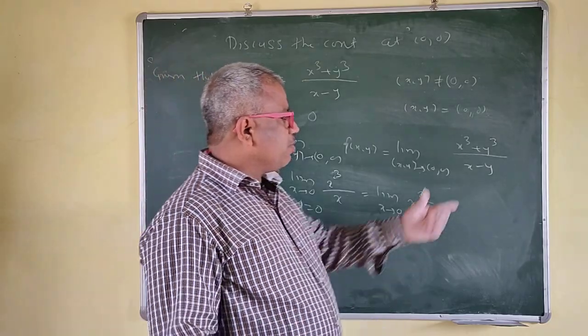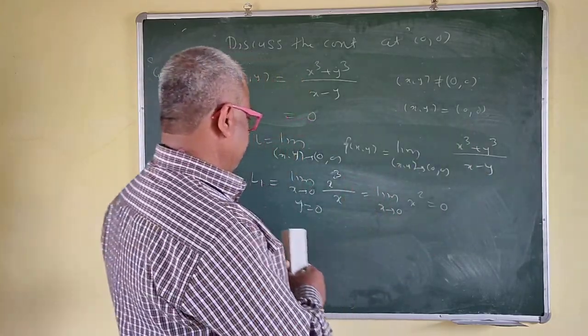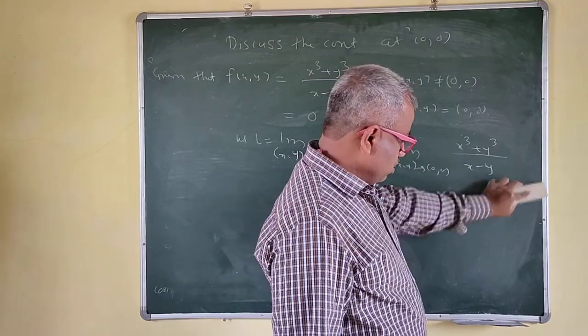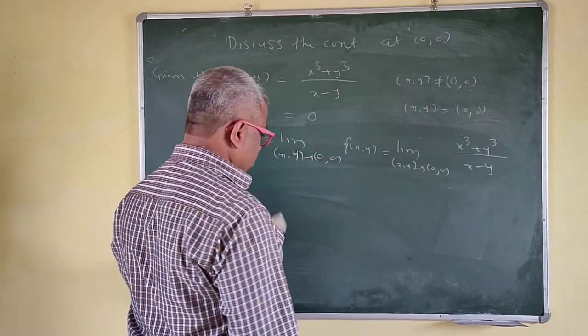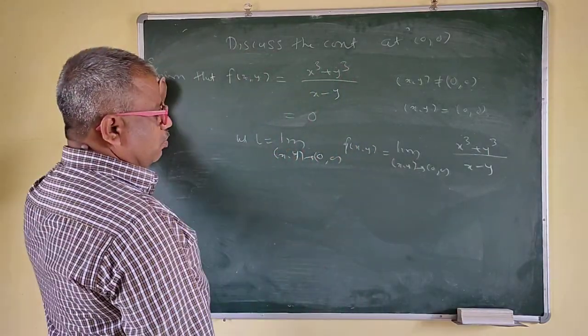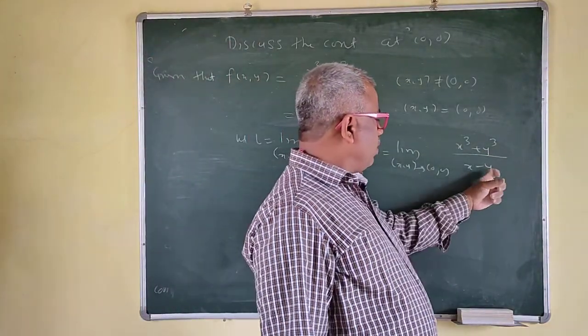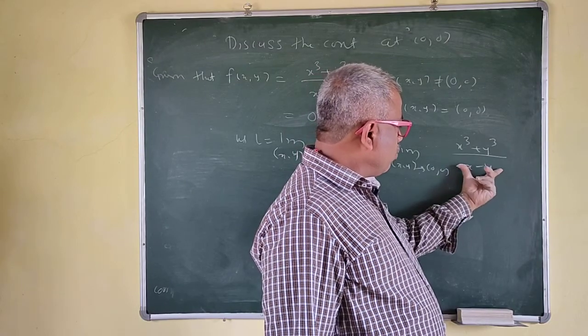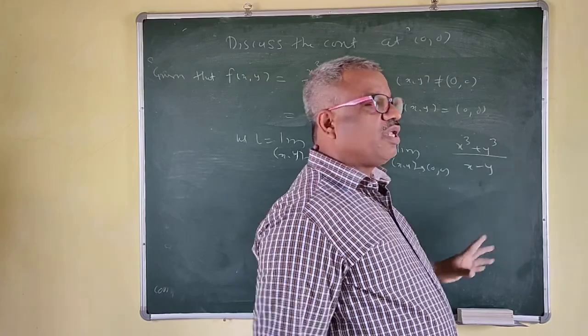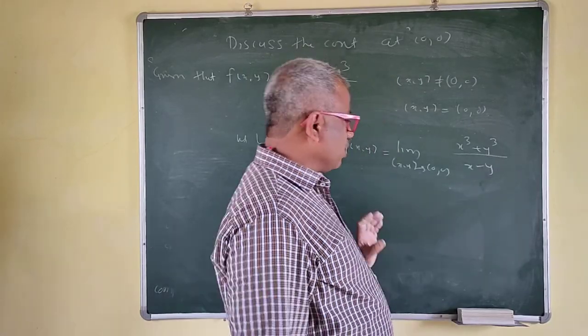Now here the degree of the numerator and degree of denominator are not same. So that means what? You have to do some work. You have to find a path such that x cube or y cube get cancelled. So for that what we will do? What we want is that the denominator should contain the cubic term, right? And the limit should depend on m now. So we'll try for that now.